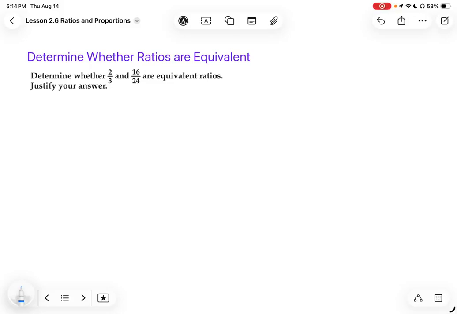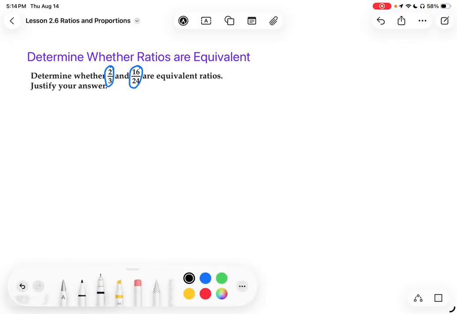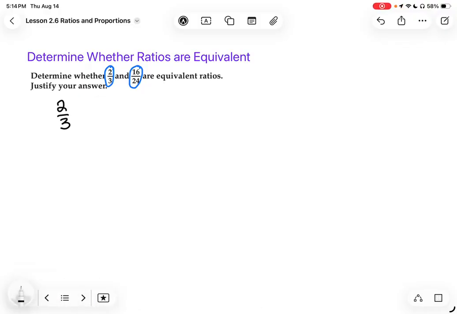In order to determine if two ratios are equivalent, there are a few ways that we can do it. One of the ways is that we can take our two ratios, which in this case are 2/3 and 16/24, and we can see what would happen if we gave these ratios the same denominator. One of the ways we can ask the question, are they equal, is we put the equal sign in with a question mark above: are they equal?